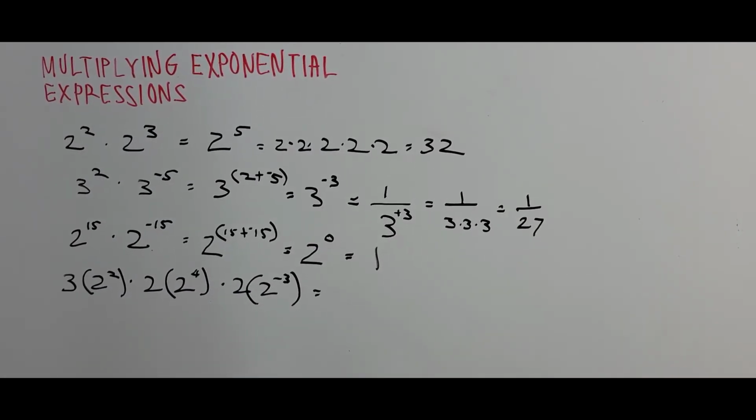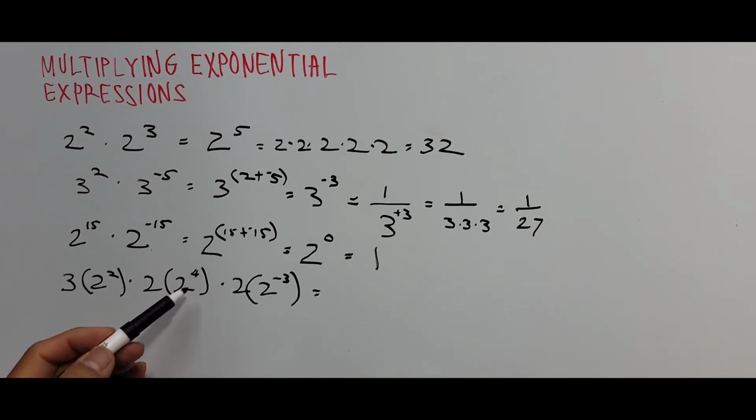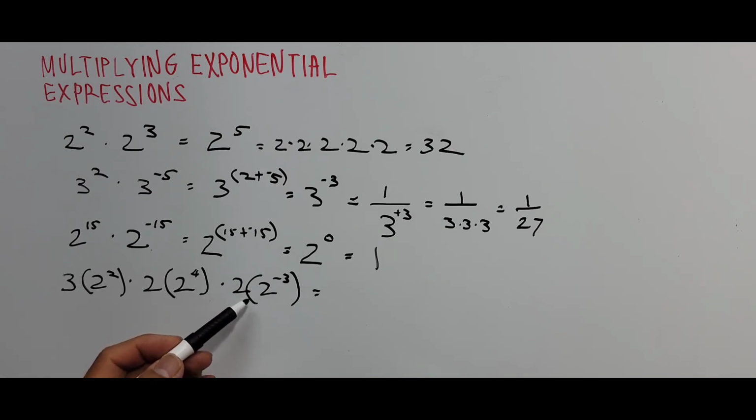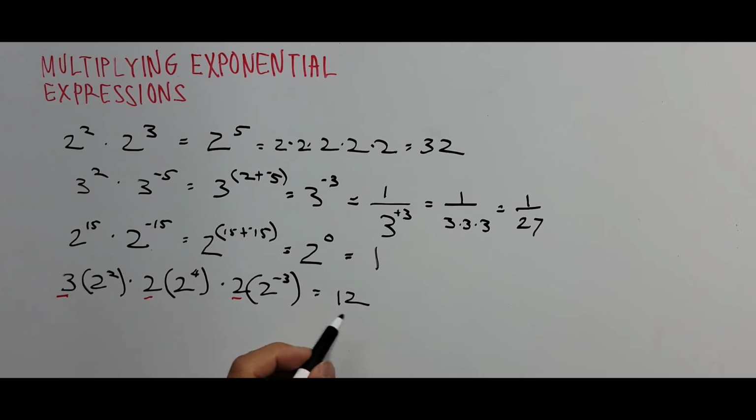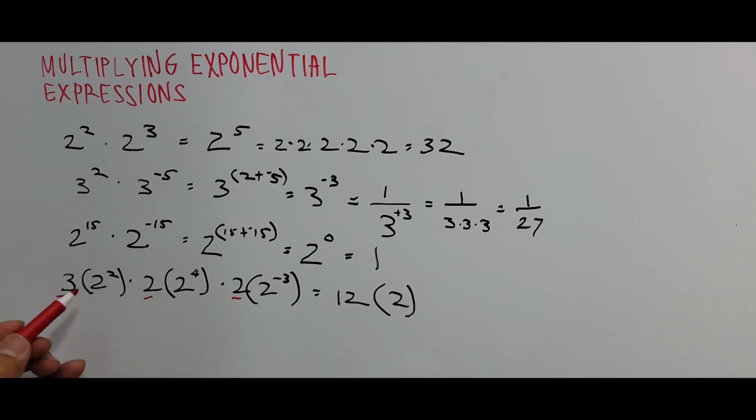Now we have another example over here: 3 times 2 squared, times 2 times 2 to the 4th power, times 2 times the quantity negative 3 to the third power. Since this involves coefficients, we multiply the coefficients first. These are the coefficients right here: 3 times 2 times 2. So 4 times 3 is 12. Then copy the base. What's the base? 2, right? And now we add the exponents.